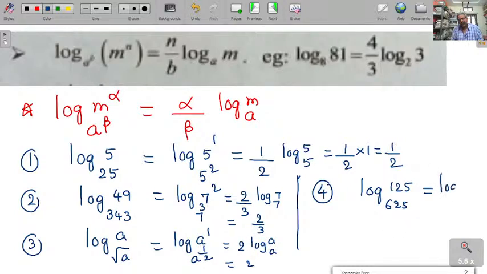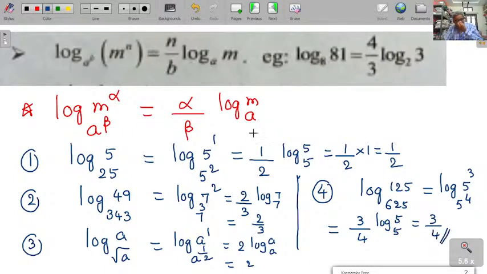So my dear students, 125 we can write as 5 cube. Am I correct? 625 is 5 raised to 4. So this equals 3 upon 4 log 5 to the base 5. Log 5 to the base 5 is 1. So 3 by 4 into 1 is 3 by 4. I hope it's very clear too. So this formula is a very, very important result to solve the problems.